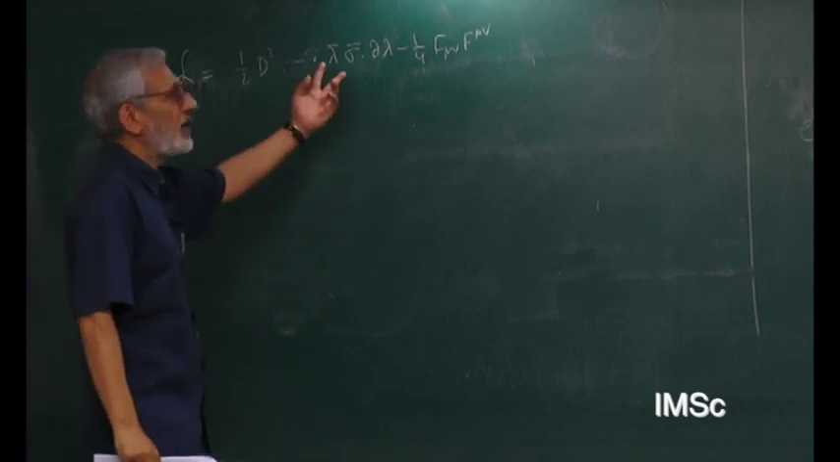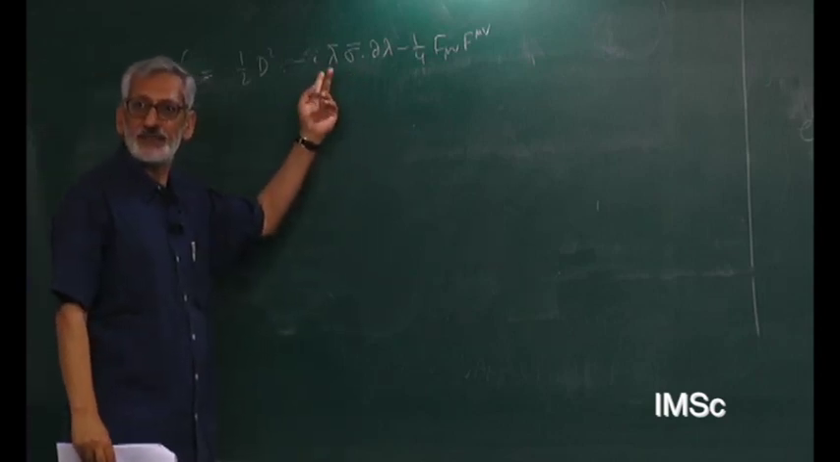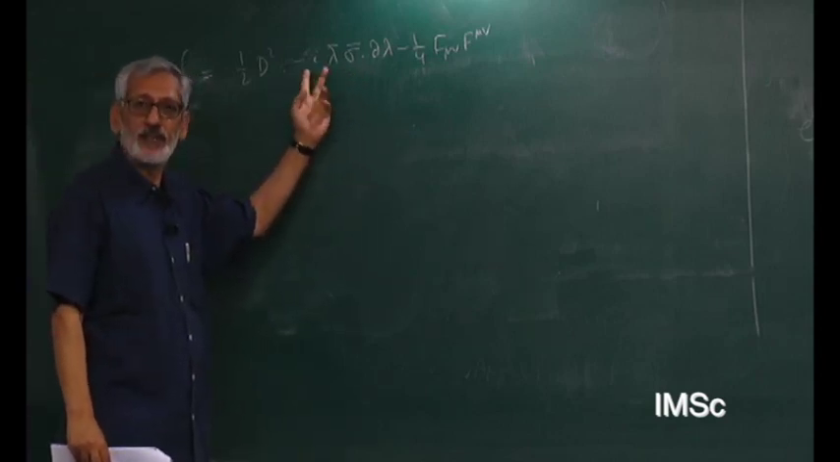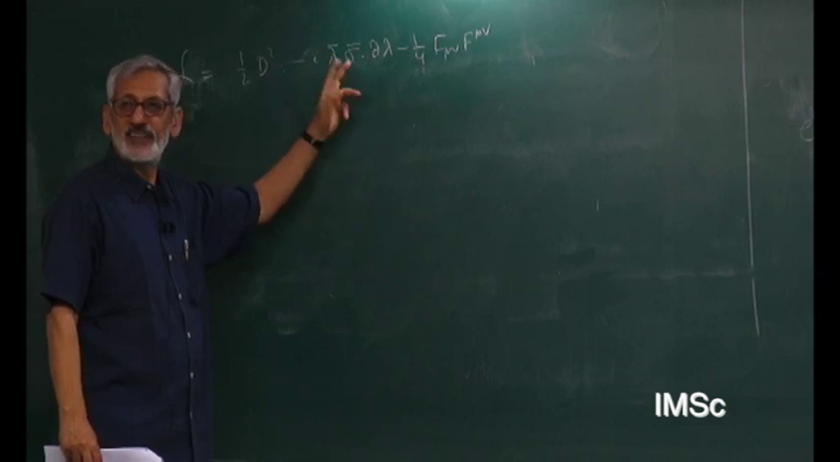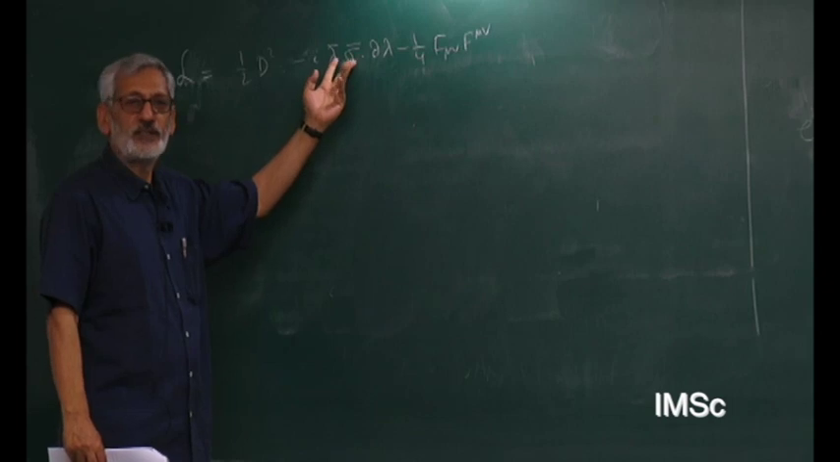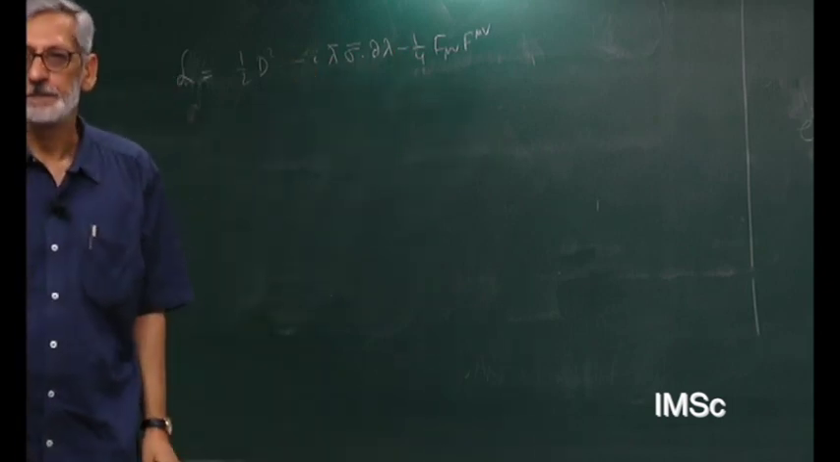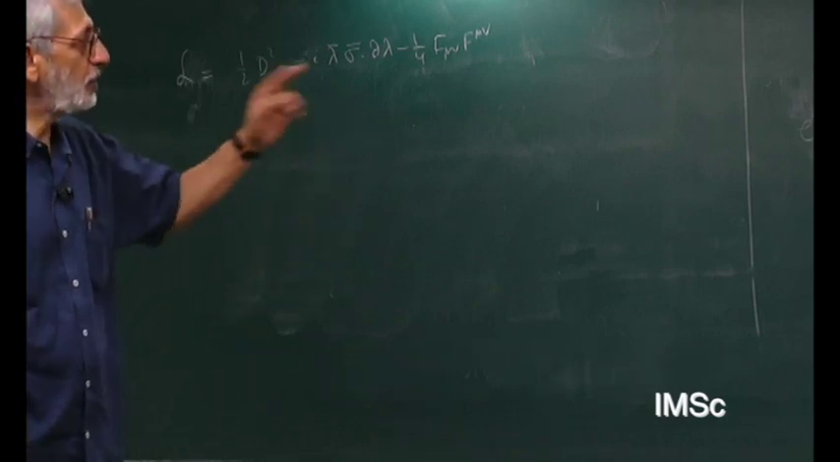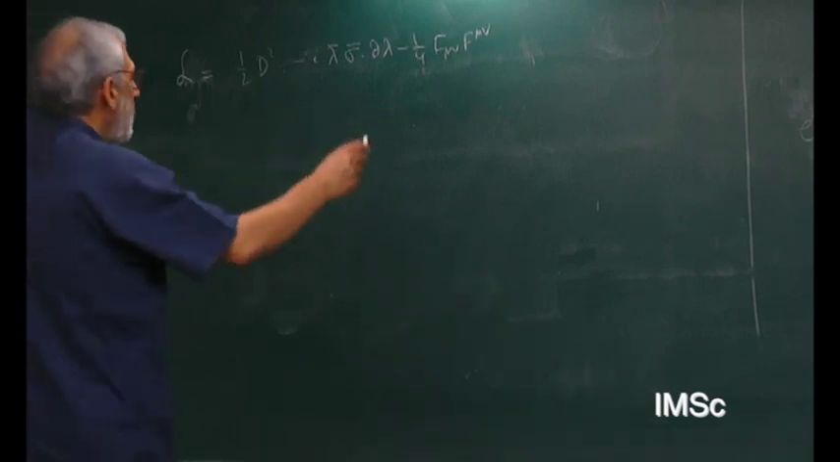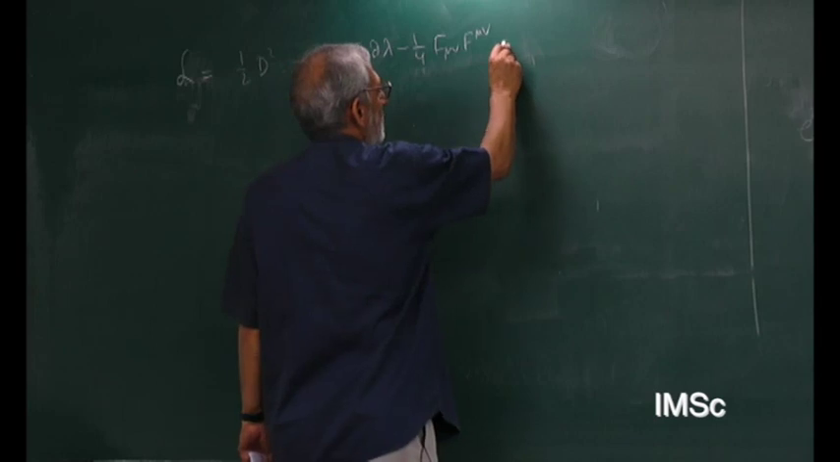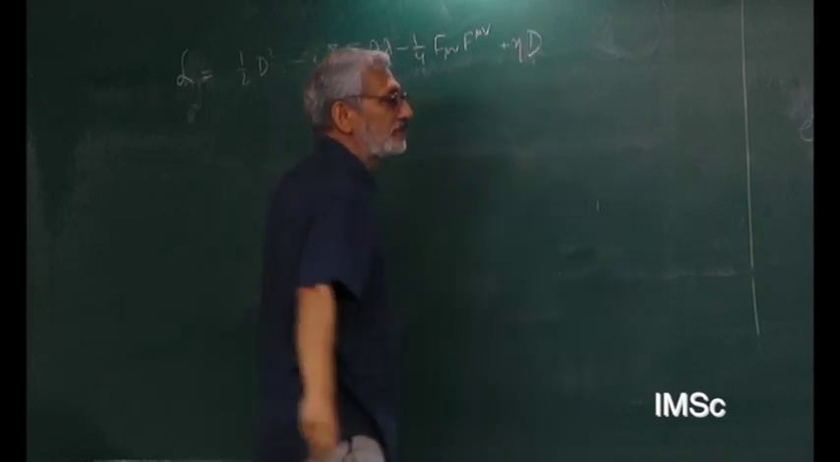Except that I wrote 2 lambda terms there with I by 2, this and its Hermitian conjugate. They are equal up to total derivative. So I just doubled up one and thrown away the total derivative piece. So that is W square. Then there is an eta V D. So that gives me this piece.